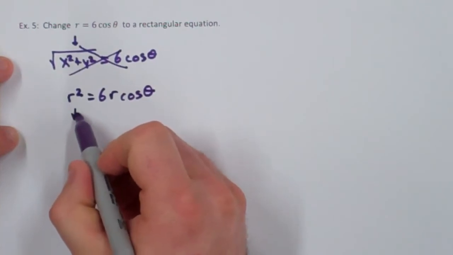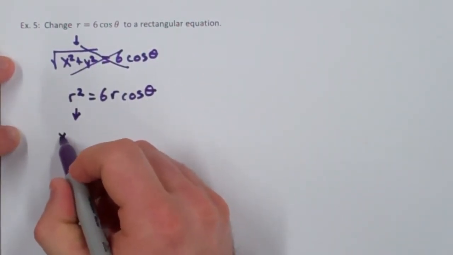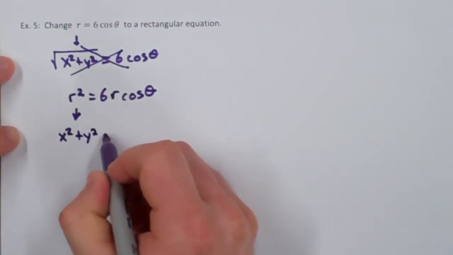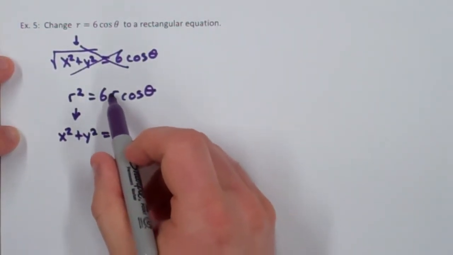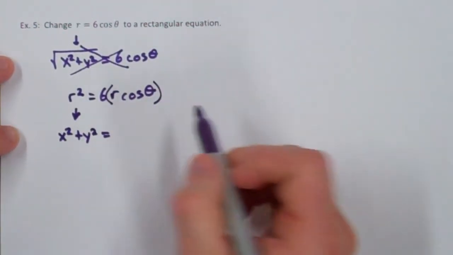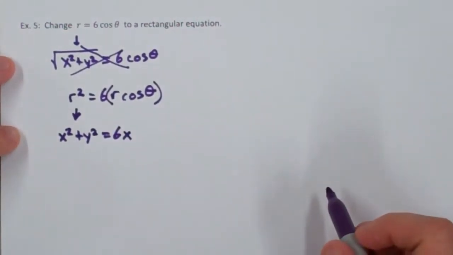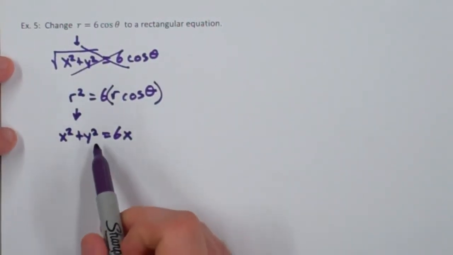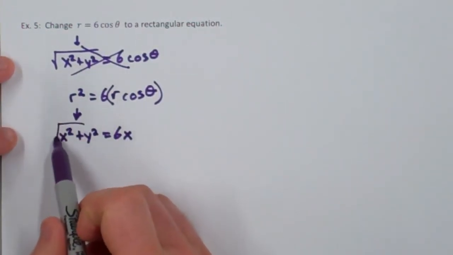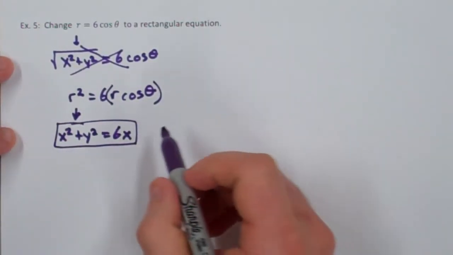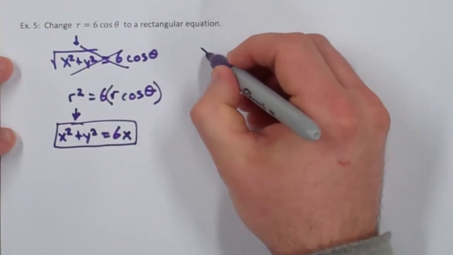Now we can change this out, and this will be just x squared plus y squared. We don't want the square root there. And then now we've got this guy, r cosine theta, which we can change out for 6x. Now this is okay as an answer. This is fine.